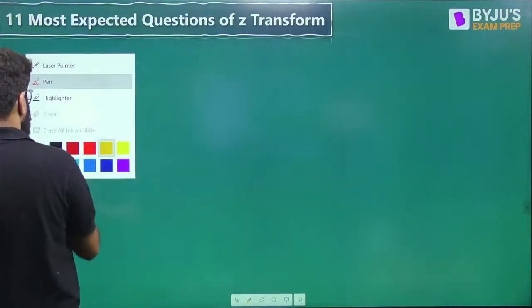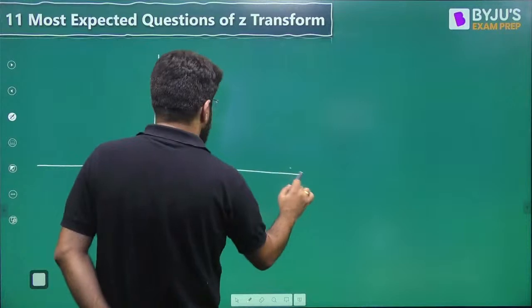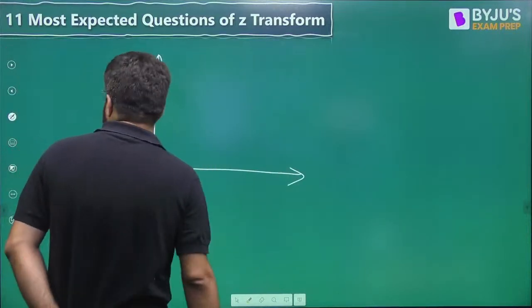Come here. There is a pole at z equal to half. We only know that there is a pole at z equal to half. Let me draw a rough sketch here quickly. So it has a pole at z equal to half. So there are two possibilities.